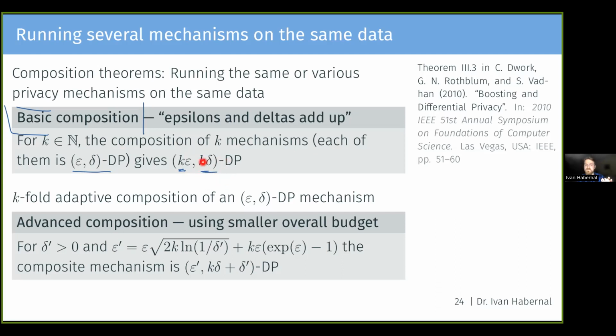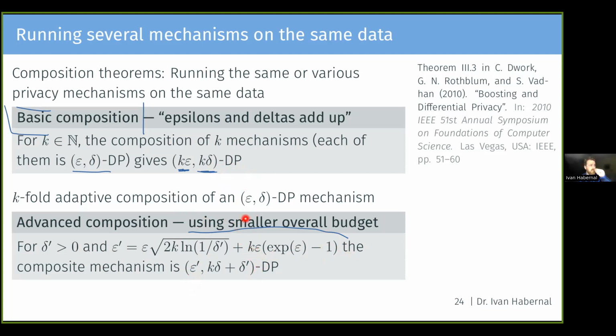Well, there is more, because this is kind of strict. What you're actually trying to achieve is to have as low epsilon and low delta as possible, because it gives you less noise and better accuracy down the road. So for the k-fold adaptive composition of an epsilon-delta mechanism, the goal is to use a smaller overall budget, which is what we want. And here is the formula, which looks a little bit complicated, but at the end of the day, it gives you a mechanism which eats up something smaller than just the basic composition. And this will be helpful.